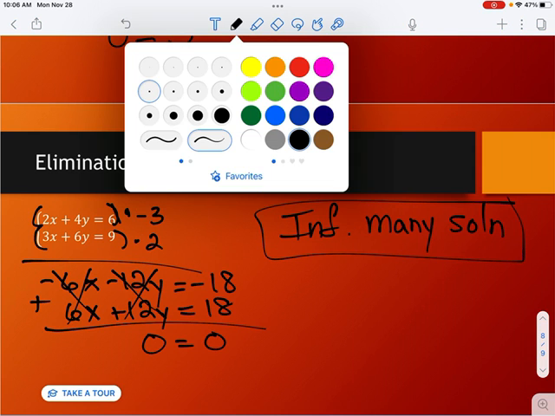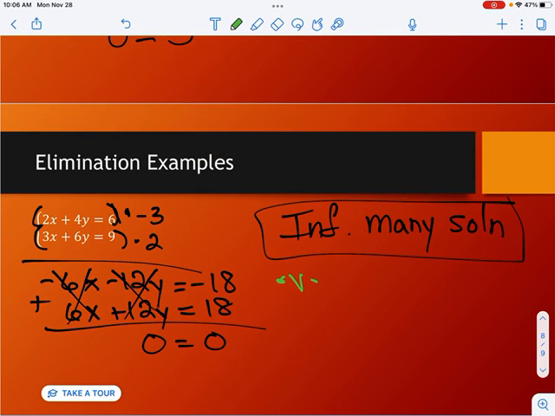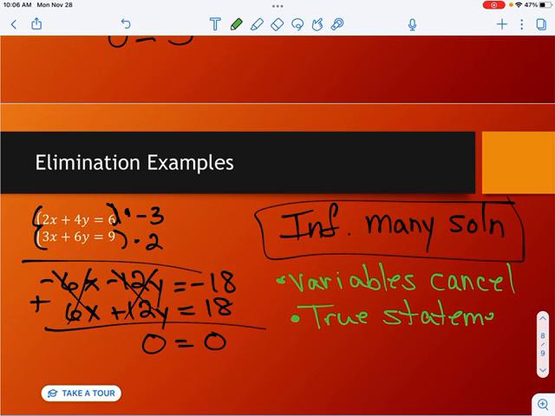Now, once again, what signals that? It is variables cancel, and you are left with a true statement. Okay? And that is how we do the special cases.